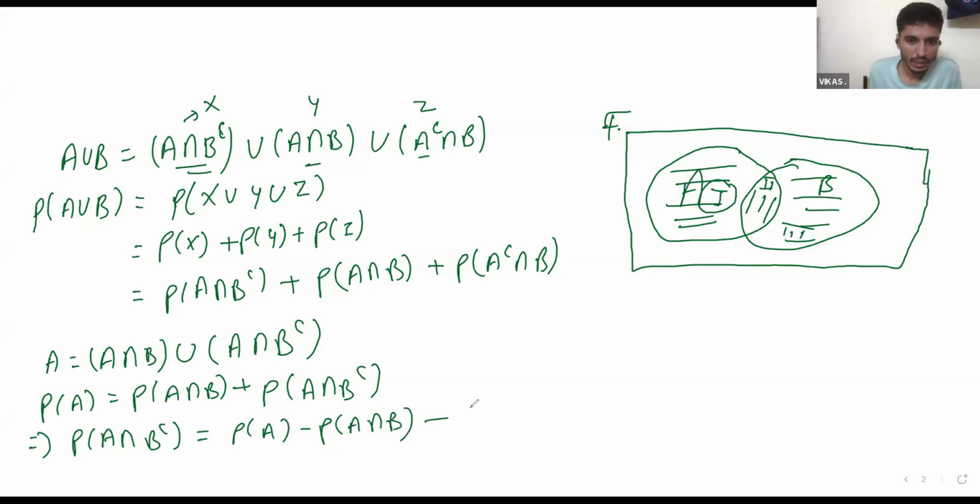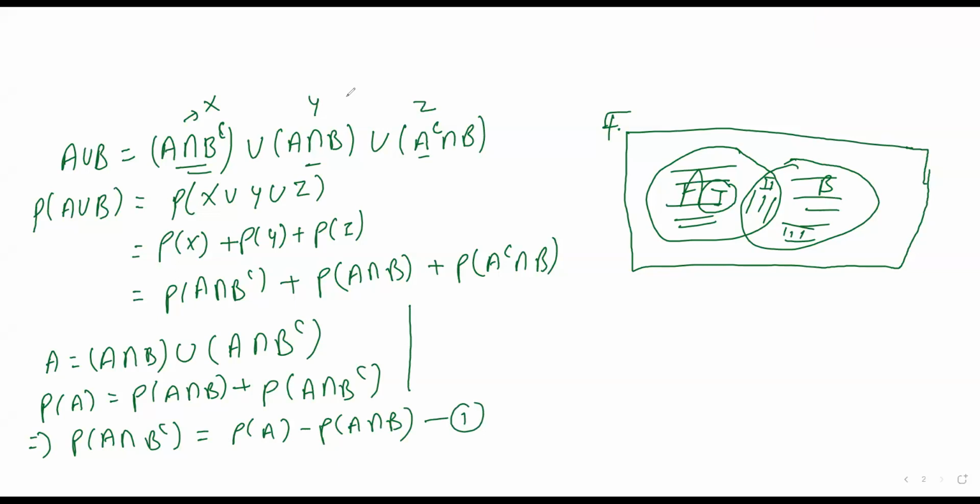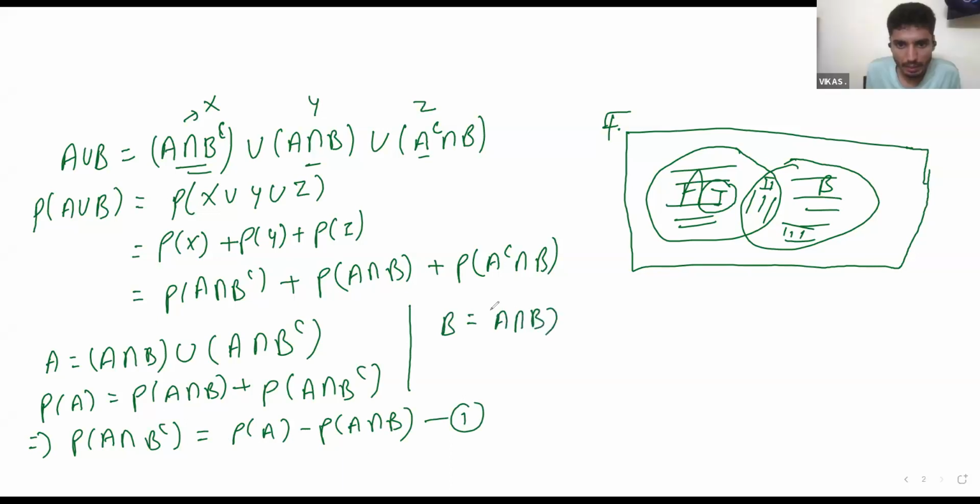This is the first equation. And if I take B, what is B? B is simply A intersection B union the second part and the third part. What is the third part? That is A complement intersection B.